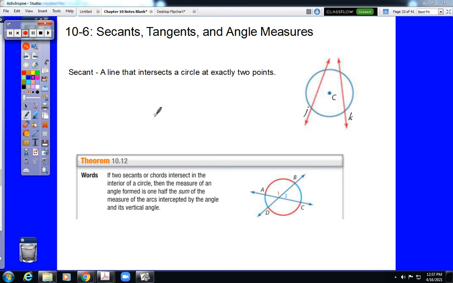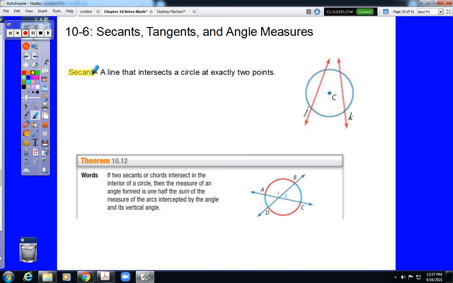All right, so we're talking about secants, tangents, and angle measures as they relate to each other in circles. Okay? This requires one bit of new vocabulary here, and that is the idea of a secant line. We said yesterday that a tangent line is a line that intersects a circle at one point. Yeah? A secant line is any line that intersects a circle at 2 points.